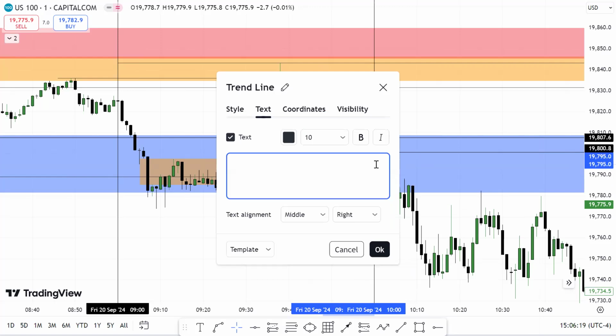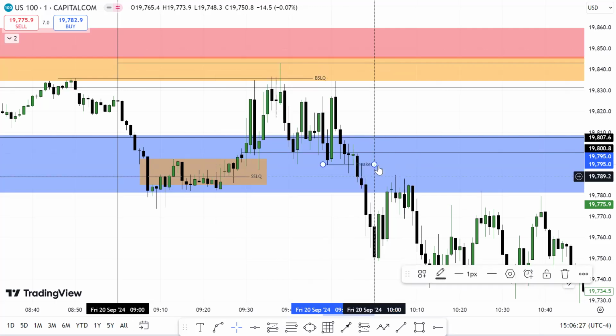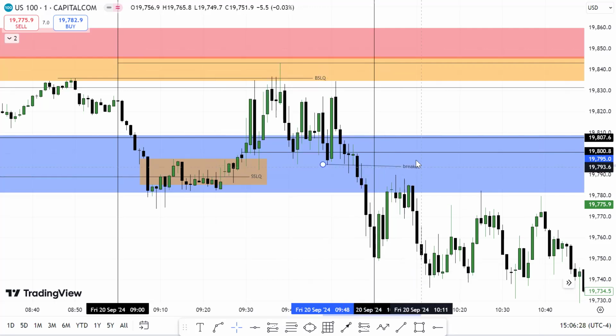That's another thing I really need to understand: breaker, order block, mitigation block. They are very confusing. I'll explain as we go. It comes with time, right? Why this is a breaker is that this was a bullish order block. If price came to it, it would continue higher.